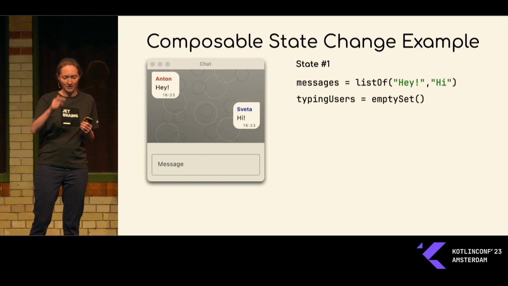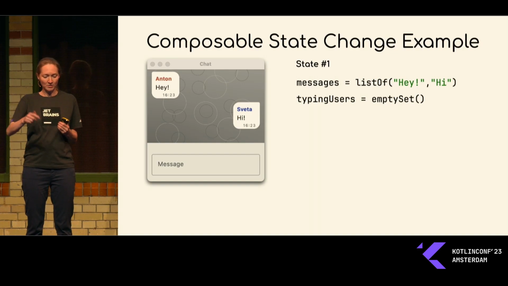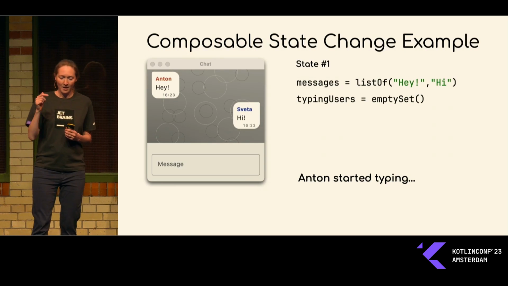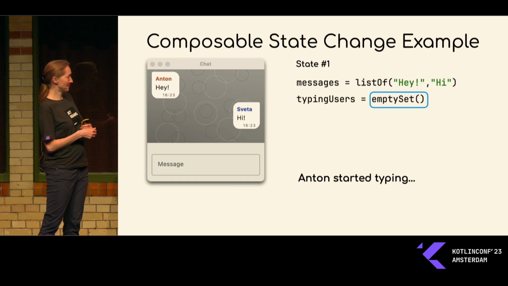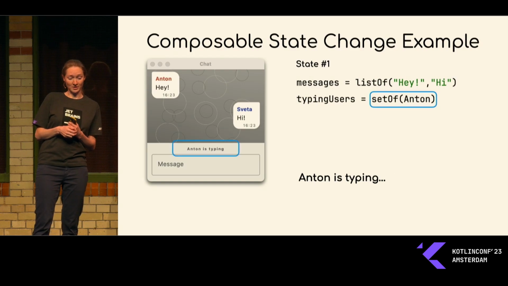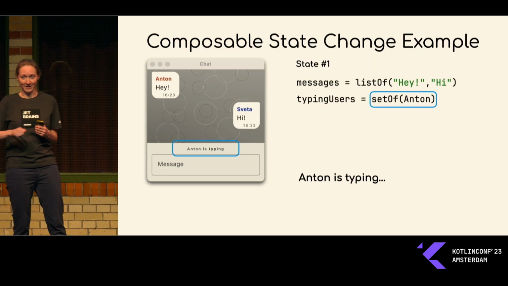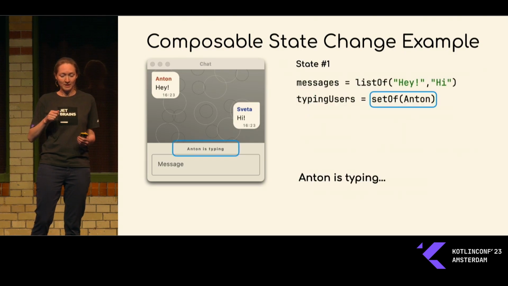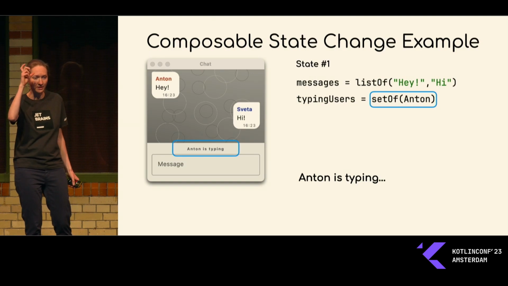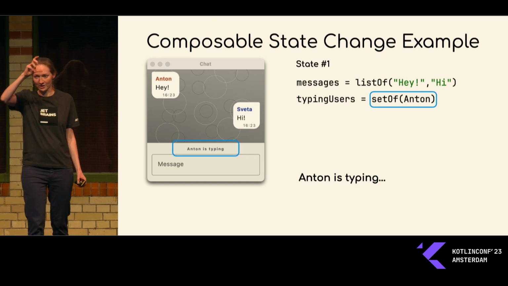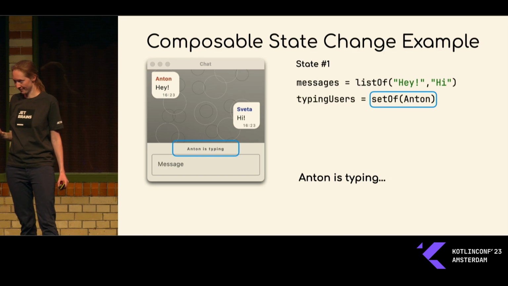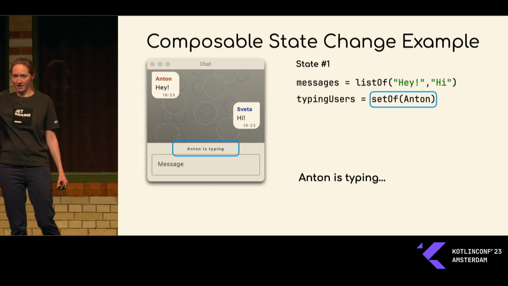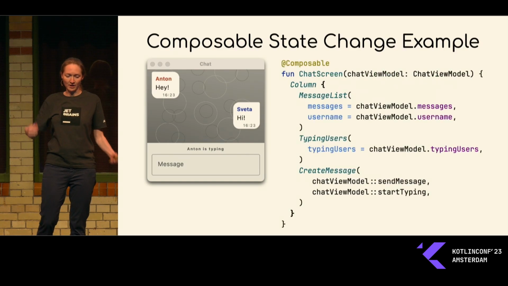We have a chat with a couple of messages, and we see that typing users so far is empty. But now someone started typing, and the state changes. We see that Anton is typing. The question: should we recompose their list of messages that has not changed? Should Compose keep the recomposition of this messages view?